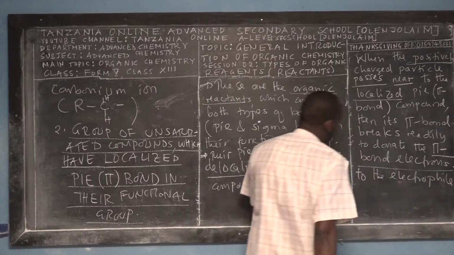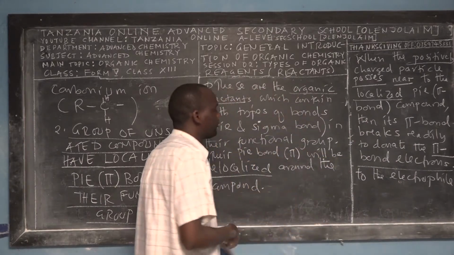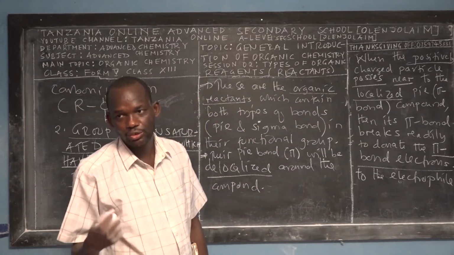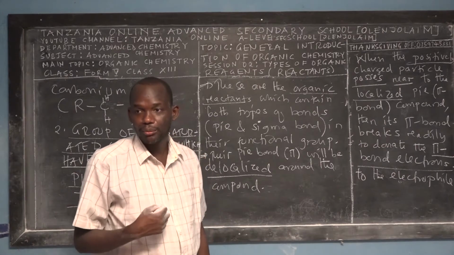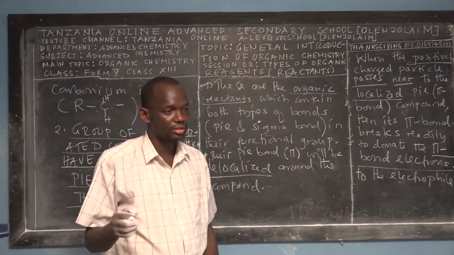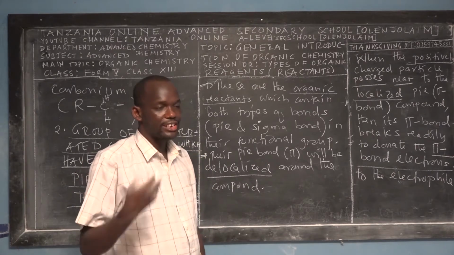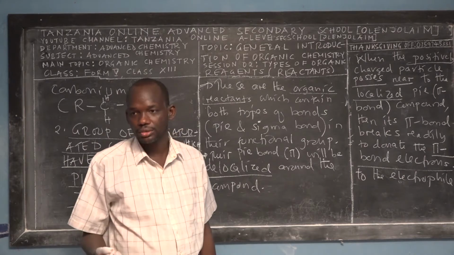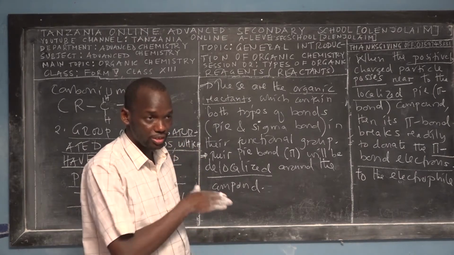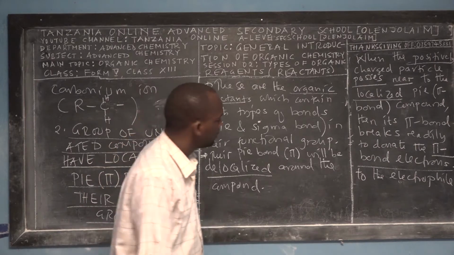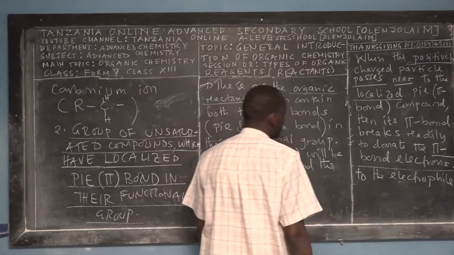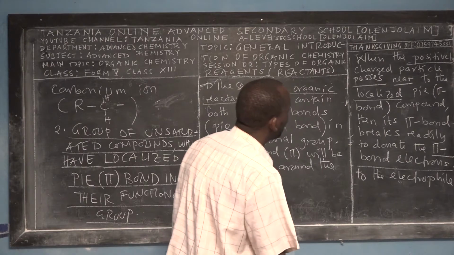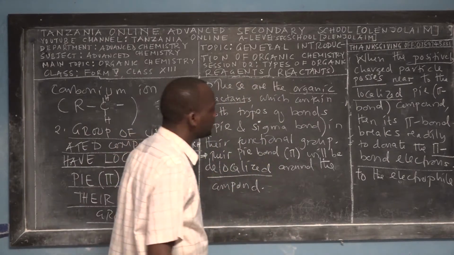To the electrophile. Nucleophile is a fundamental type of organic reactant. That's why we are spending much time learning it, more than even electrophiles and free radicals. Organic free radicals and organic electrophiles are few compared to nucleophiles. So that's why we are spending much time, right? So understand that. To the electrophile. So that is what happens, right?